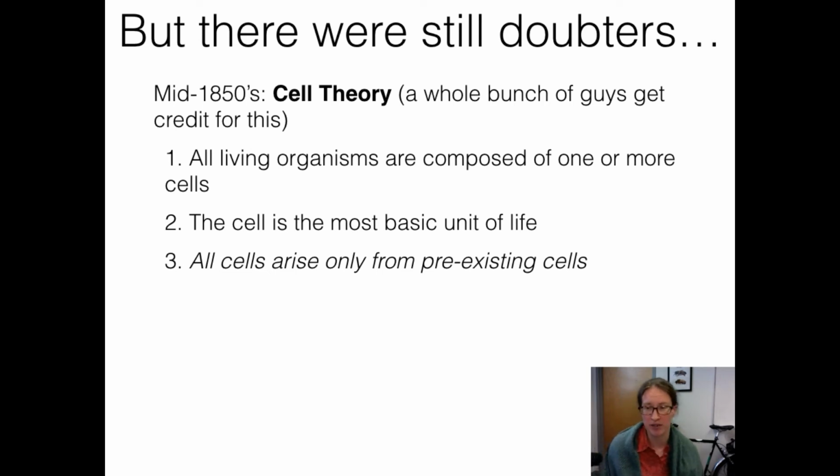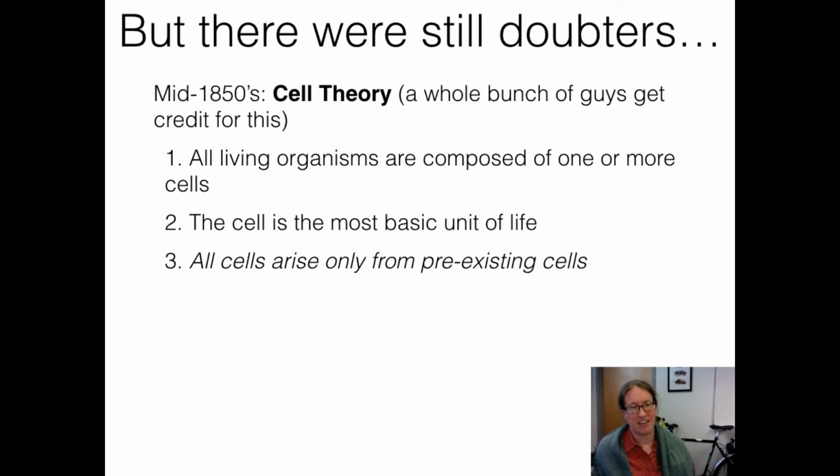So we have to fast forward to the mid-1850s to where things stood with thinking about cells. Collectively, this set of ideas are referred to as cell theory. And there are a whole bunch of guys who get credit for coming up with this list. The first component of cell theory relates to all living things, the idea that all living organisms are composed of one or more cells. The second tenet of cell theory is that the cell is the most basic unit of life. And the third tenet is that all cells arise only from pre-existing cells.